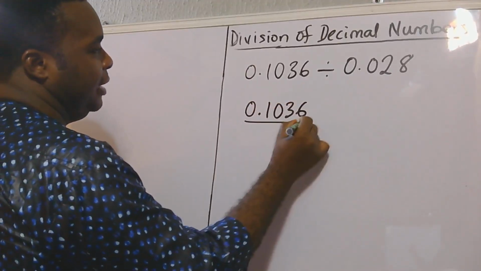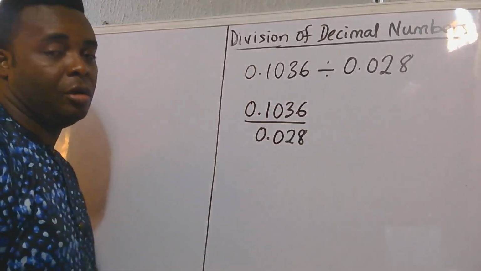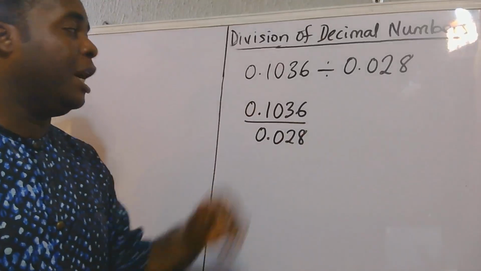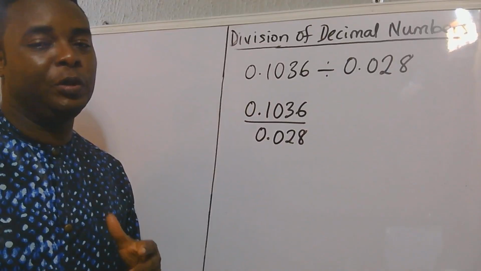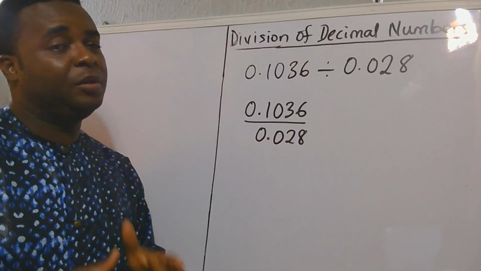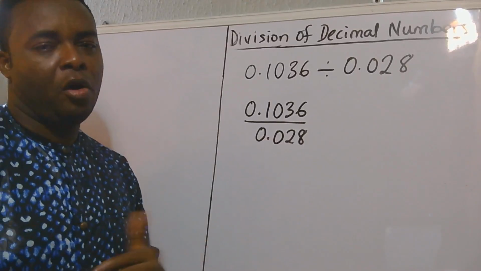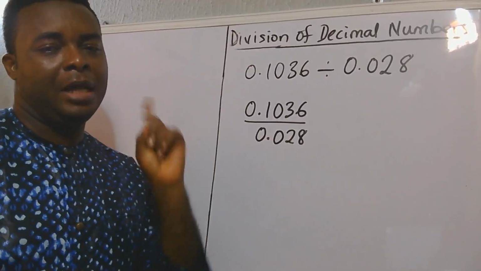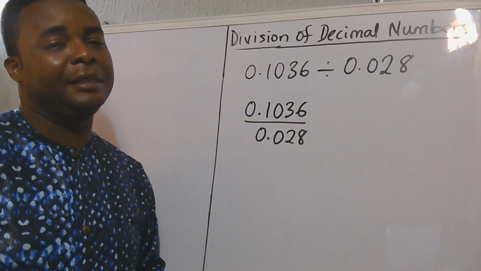0.1036 divided by 0.028. Alright, to solve this, we'll have to change them to whole numbers. And to change them to whole numbers, we'll look at the number that has more decimal places and change it first before we work on the other number. And whatever we do on one side, we are going to do the same on the other side.